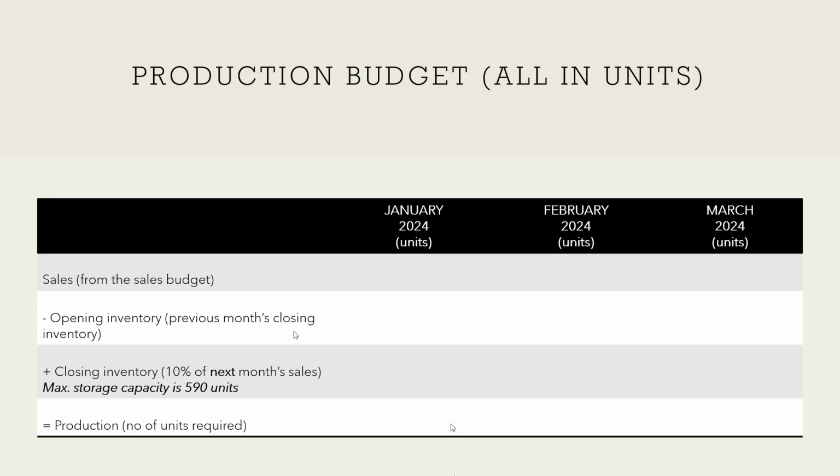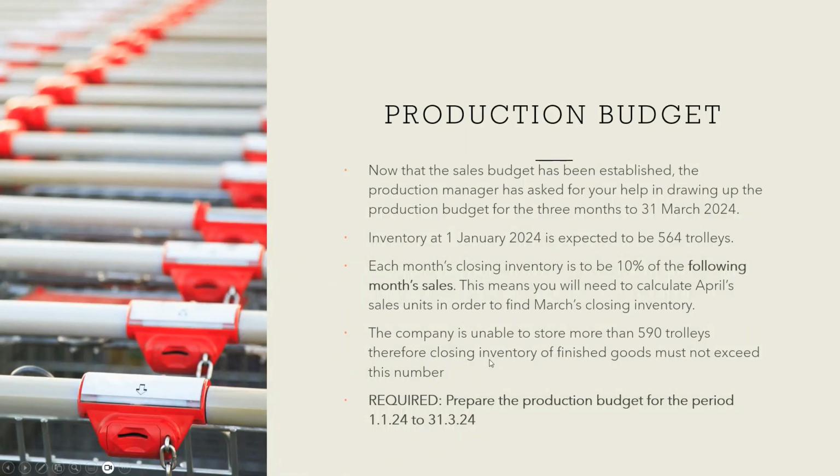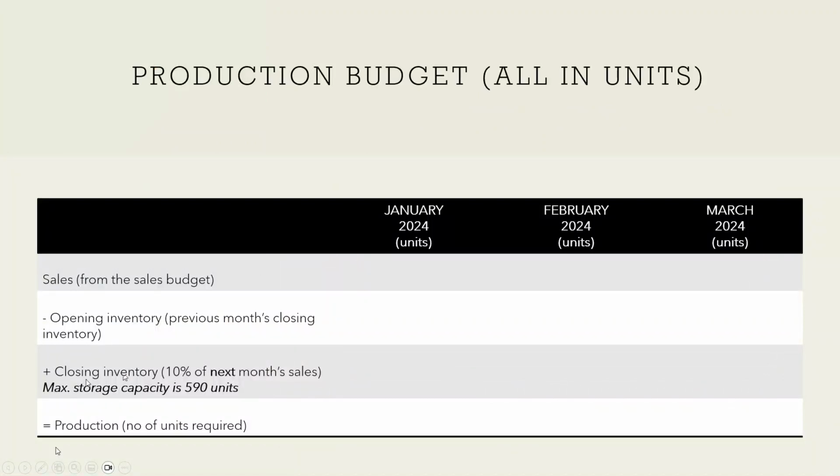So the production budget, again, we've got the months going across the top there, January, February and March. And then down the side, we're going to take the sales. Remember, this is in units from the sales budget, which we've just worked out. We're going to deduct the opening inventory, and we're deducting that because we've already got that in stock, so we don't want to make that again. Opening inventory is going to be the previous month's closing inventory. So I think if we look back, it told us in the previous slide that they expect the opening inventory there to be 564 trolleys. Then we're going to add the closing inventory.